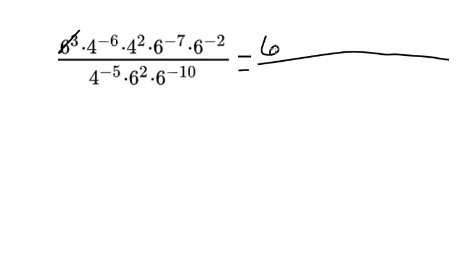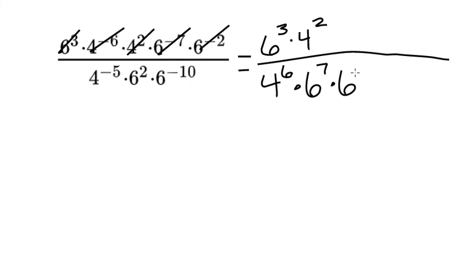6 to the third is already positive, it stays where it is. 4 to the negative 6 has to switch to become 4 to the positive 6. 4 squared is already positive, stays where it is. 6 to the negative 7th is negative and needs to switch to the denominator and become 6 to the positive 7th. 6 to the negative second is in the numerator, so it needs to become positive. It goes to the denominator and becomes 6 to the positive second.